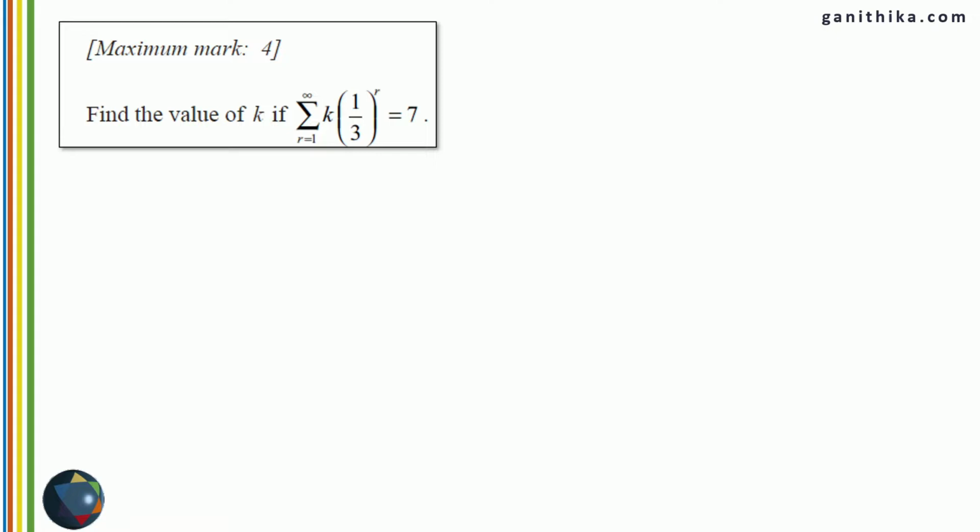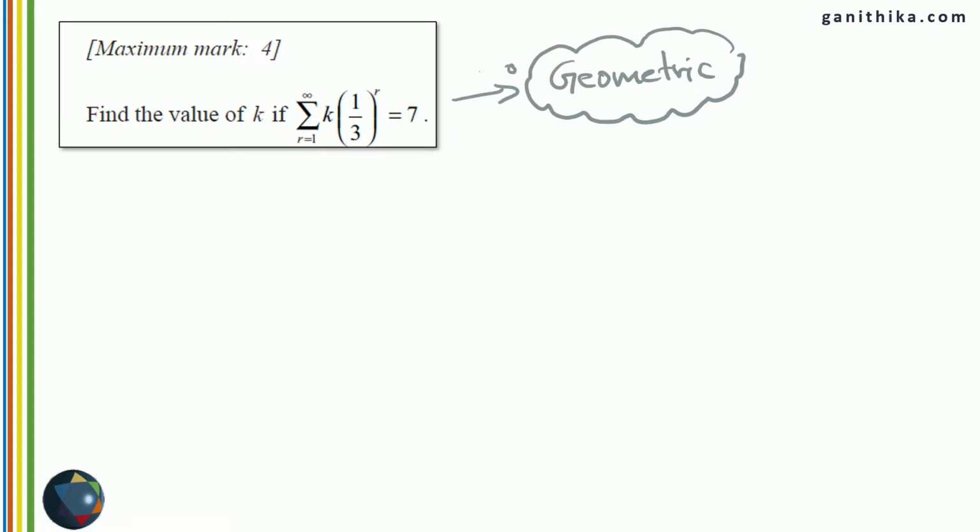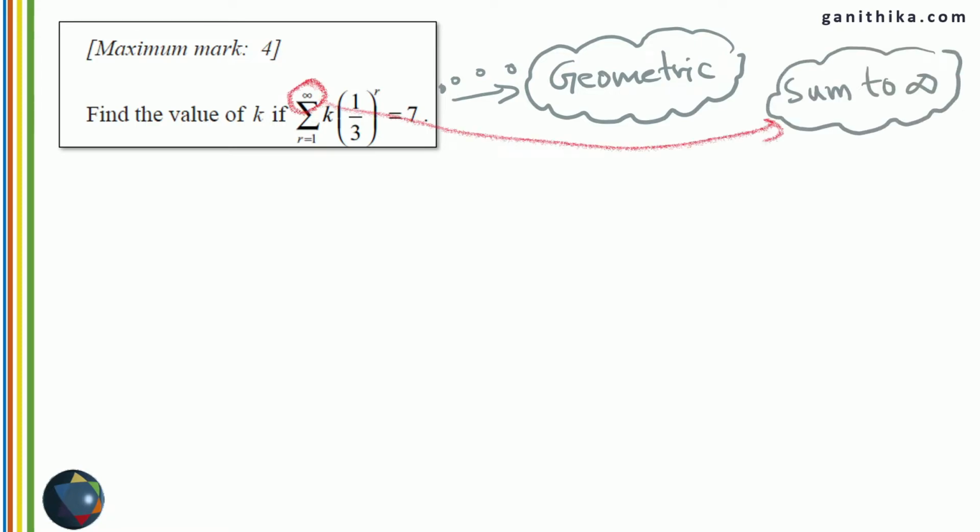By looking at 1 over 3 power r, you can say that this is a geometric sequence, or a geometric series in fact. So 1 over 3 power r is a geometric series, and this infinity shows that it is a sum to infinity. So we have a geometric series for which you need to find the sum to infinity.